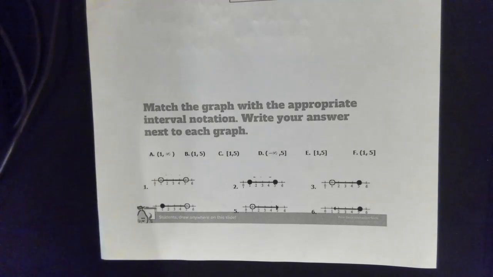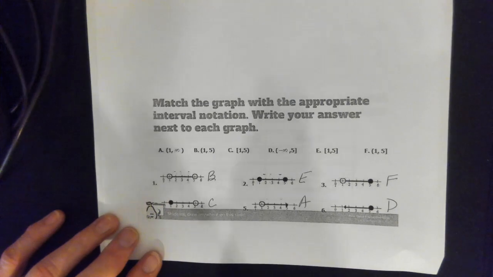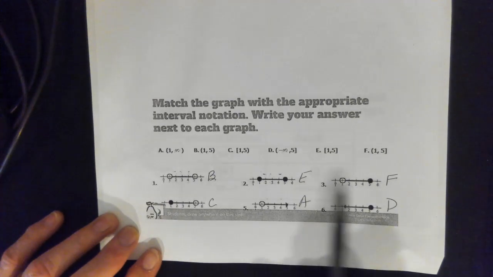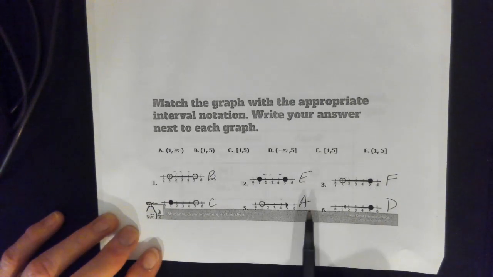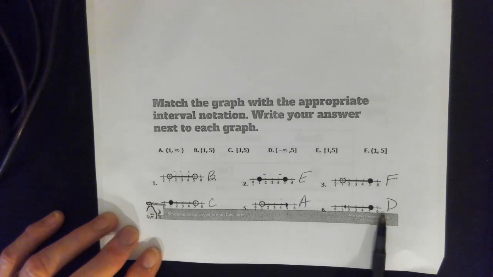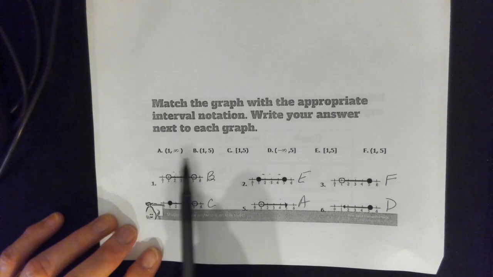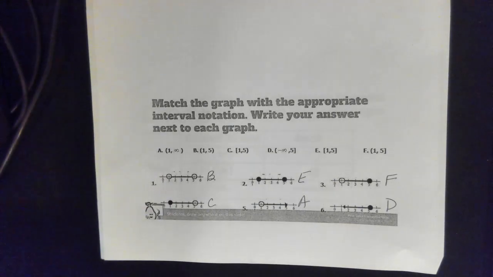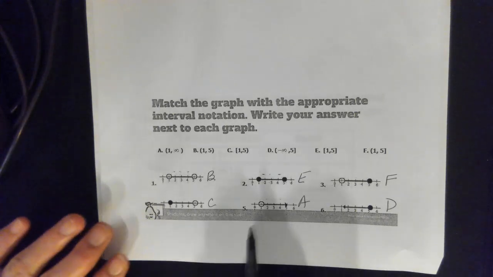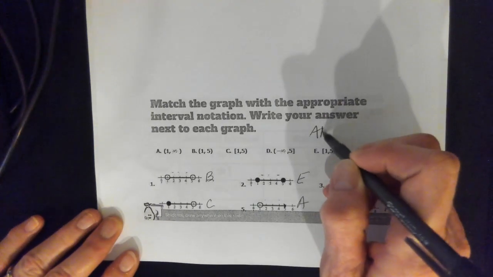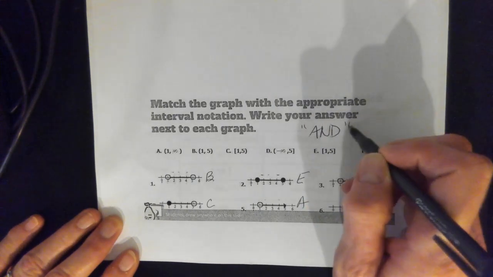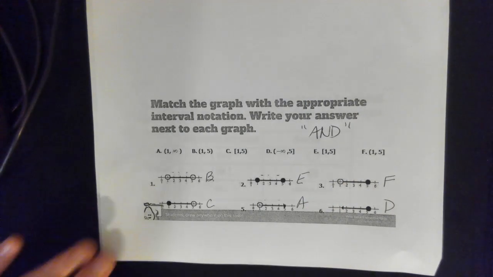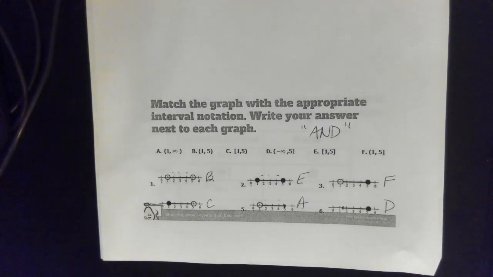Okay, so here are the answers that you should have gotten: B, E, F, C, A, and D. You can see D and A have infinity, and they're both with parentheses. The question comes up, these are all ands, right? When we did our compound inequalities last week, we had our ands and we had our ors.